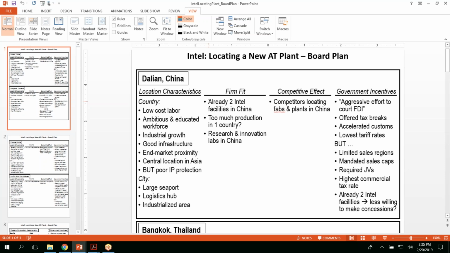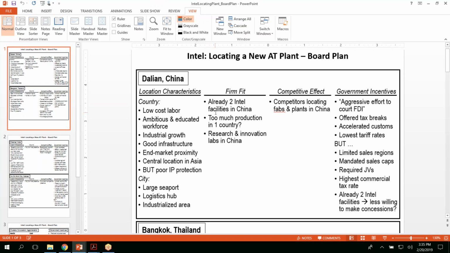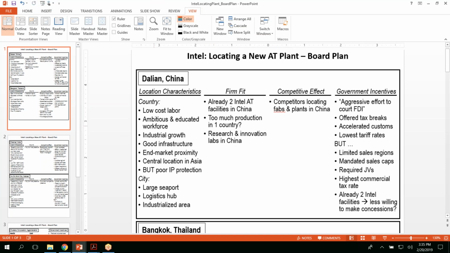And so the issue of firm fit is very interesting, because you can sort of say, hey, maybe it's because there are already 2 Intel AT facilities in China, right? And they also have research and innovation labs in China. But the issue is, is that good or bad? Is it good because you already are there, so you've got maybe some established technology, maybe you can move workers back and forth or inputs or something? That might be a good reason to be there because you already are there.